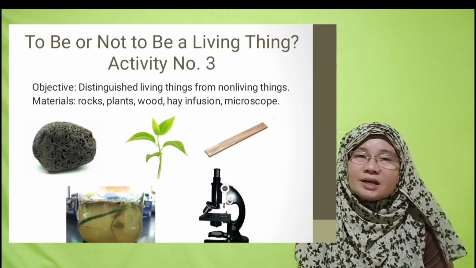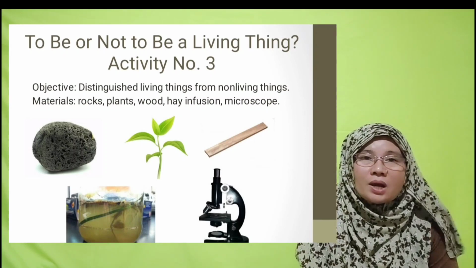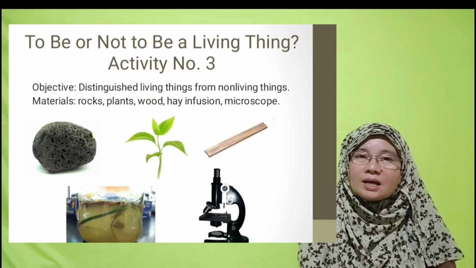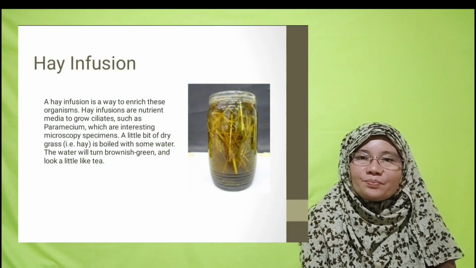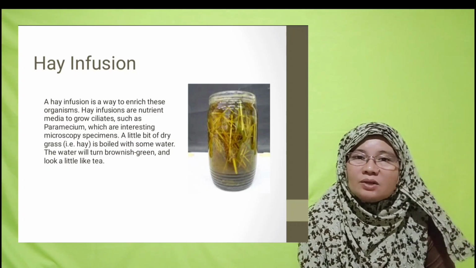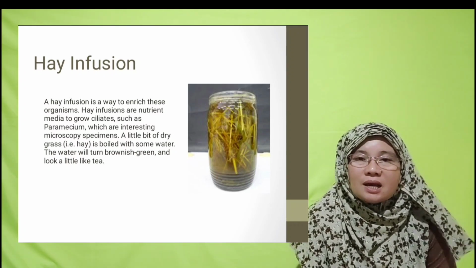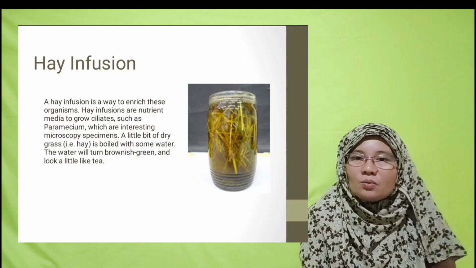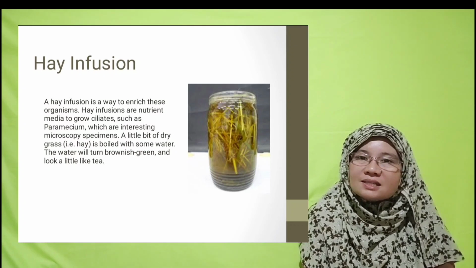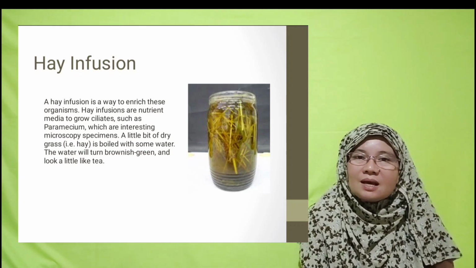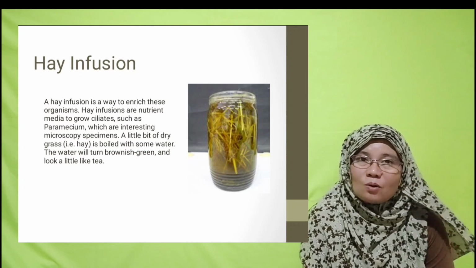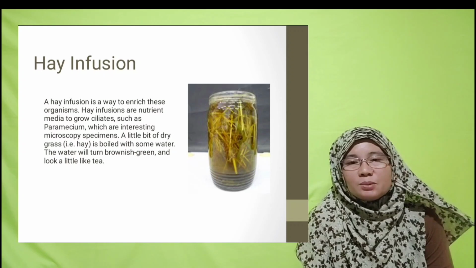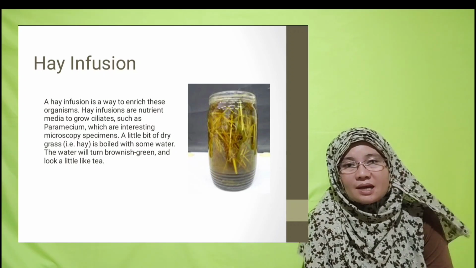Since we are not in school, we are at home, I will show you how hay infusion looks when seen under the microscope. A hay infusion is a way to enrich our nutrient media to grow organisms such as ciliates like paramecium, which are interesting microscopy specimens. A little bit of dried grass called hay is boiled with some water, and the water will turn brownish green in color, which looks like tea.